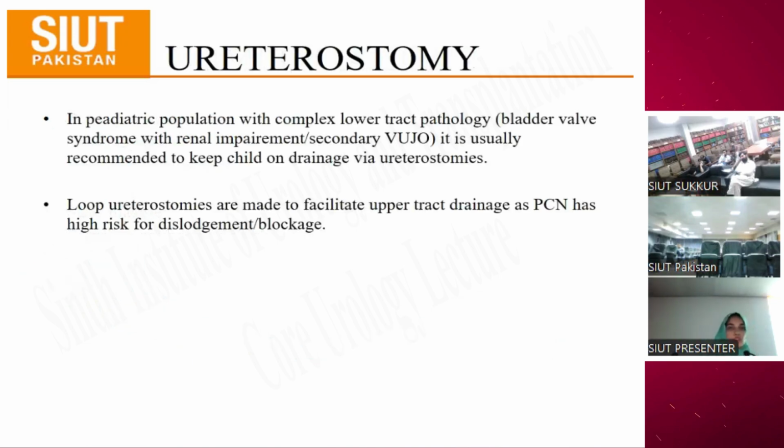So, in the pediatric population with complex lower urinary tract pathology, posterior urethral valve syndrome, or with renal impairment or secondary VUR, it is usually recommended to keep the child on drainage through ureterostomies. Loop ureterostomies are made to facilitate the upper tract drainage, as PCN has a high risk of dislodgement and blockage.